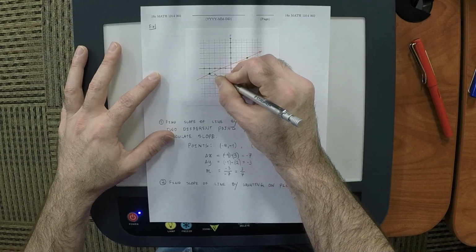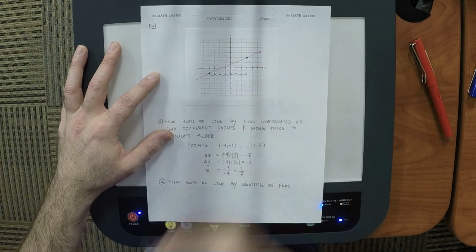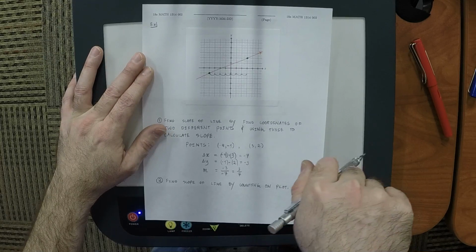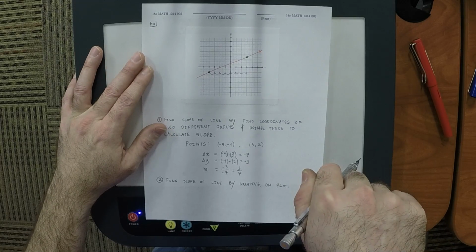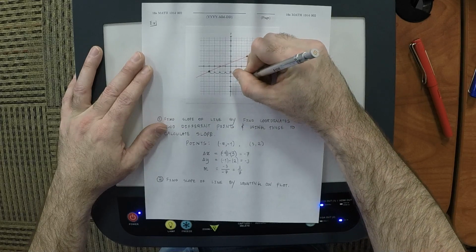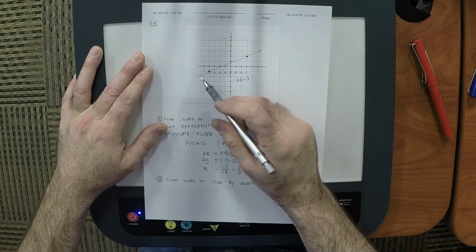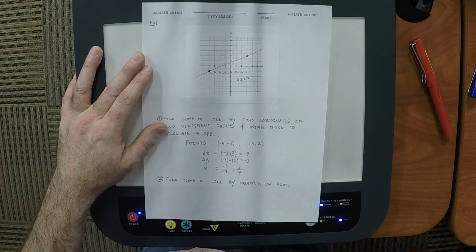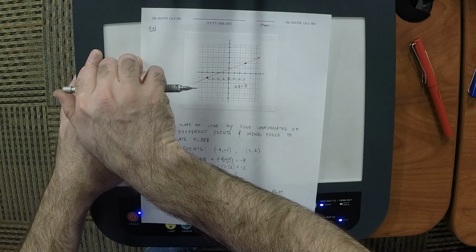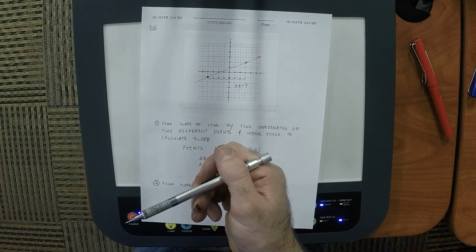So 1, 2, 3, 4, 5, 6, 7. So to the right, we moved 7. So what does that tell us? Delta x is positive 7. If we had started at this point and counted to the left, then delta x would be negative 7, because the horizontal orientation is to the right. So if you find yourself counting to the left, that means you're counting negatively.